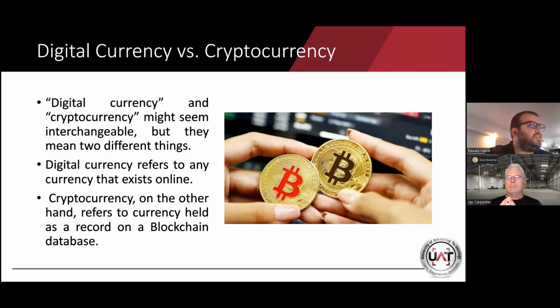I will just start by talking about two different concepts: digital currency versus cryptocurrency. They may be interchangeable terms, but they are two different things. Digital currency refers to any currency that exists online, like all the numbers in our bank accounts, which are actually digital currency. What we have printed on the green paper is just a small portion of the digital currency of the dollar. But cryptocurrency is something else.